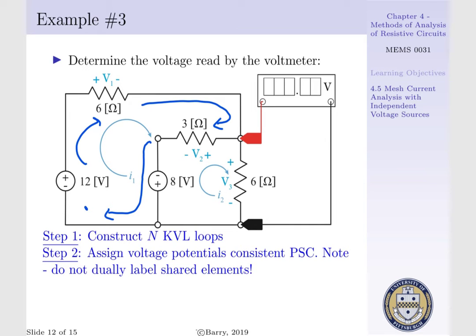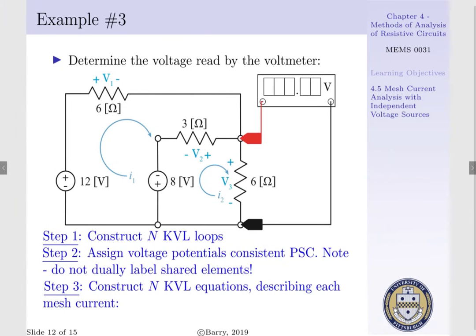For loop 2, we start in the bottom left-hand corner, proceed upward until we encounter our 3 ohm resistor, where we already have a polarity associated with it, such that we do not redefine it. And then we move down to our 6 ohm resistor, where then we apply V3 across said resistor, and then back to where we started.